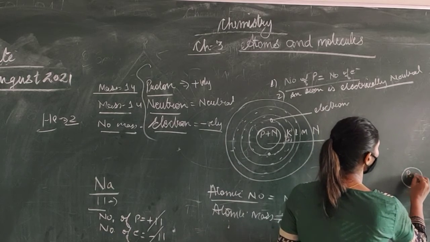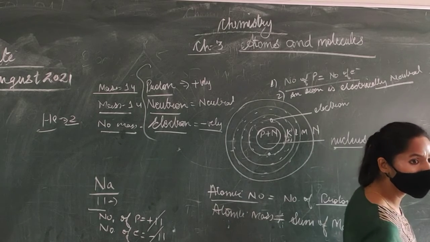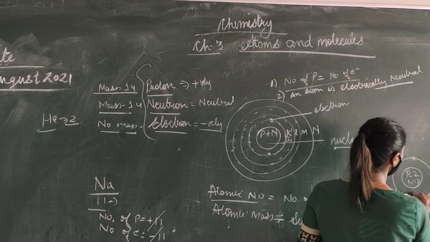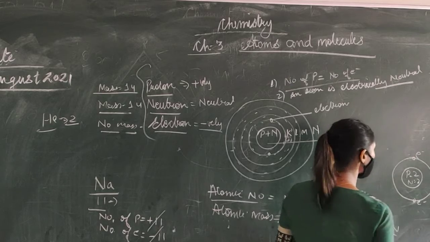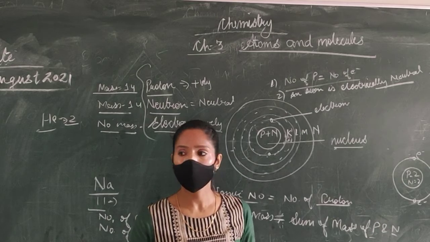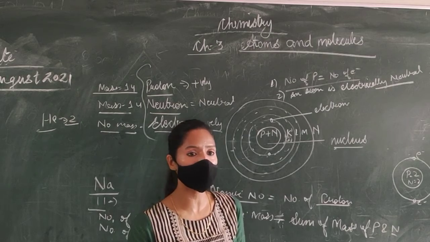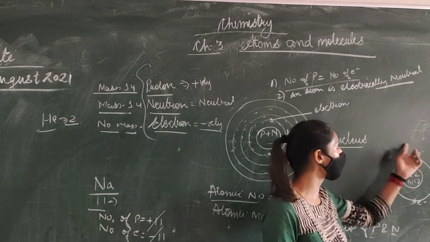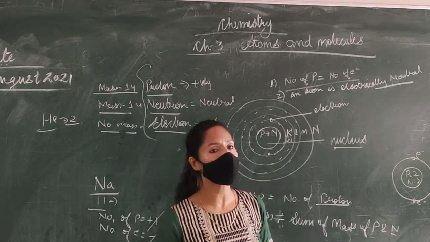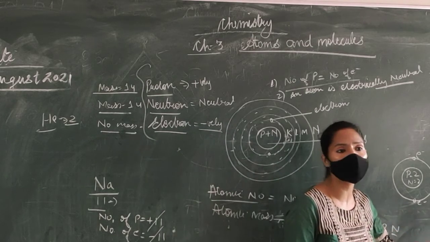Nucleus, protons are 2, and neutrons are also 2 in helium. So the mass is 4. The first shell is the K shell, and it has 2 electrons. The maximum number of electrons was 2, and helium has 2 electrons. So that's why helium is stable. Helium is a noble gas. Noble gases are noble; they don't react with any other substances. So its duplet structure is complete. Like this, every element wants to attain its nearest noble gas configuration.